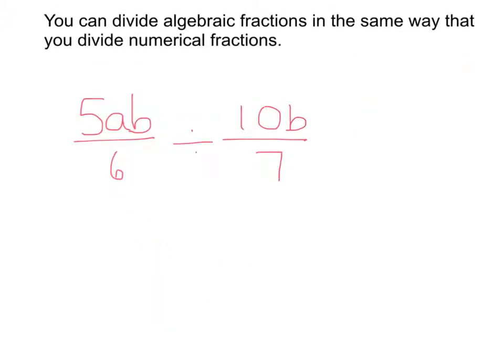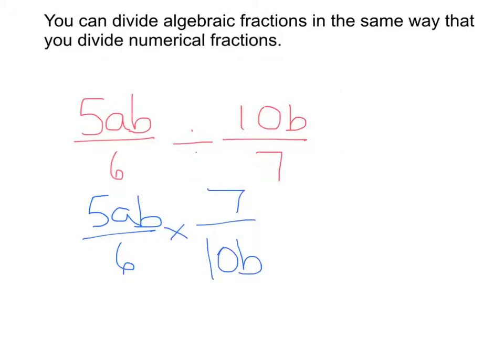We can also divide algebraic fractions the same way that we do when we're dividing numeric fractions. You just want to make sure that you are trying to get your variables together, and you're pretty much going to use the same process to do that. So we first want to multiply by the inverse, so our first fraction stays the same, and we multiply by the 7 over 10b, and now we just work on simplifying.